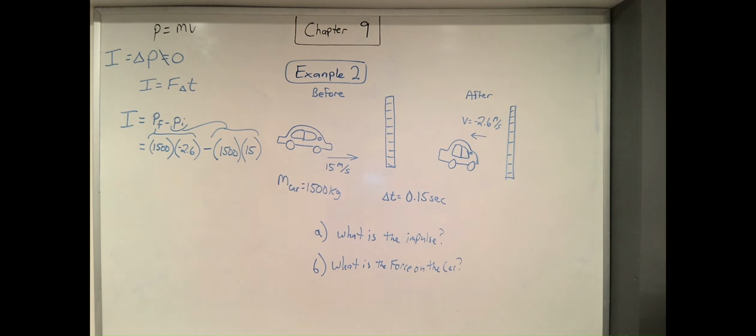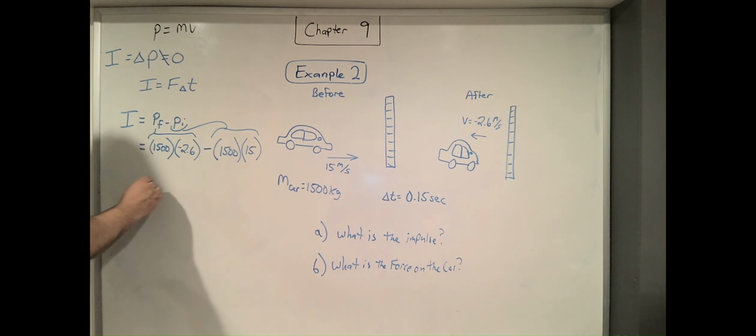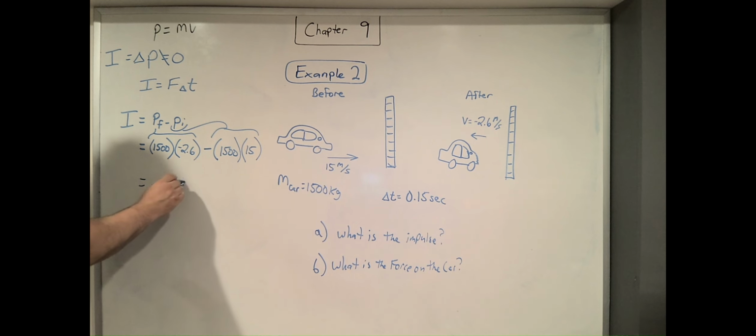Oops. Yeah, I screwed all that up. Let's go 1500 times negative 2.6. That gives us a negative 3900. And then we minus 1500 times 15. And that'll give us an impulse of negative 26,400.